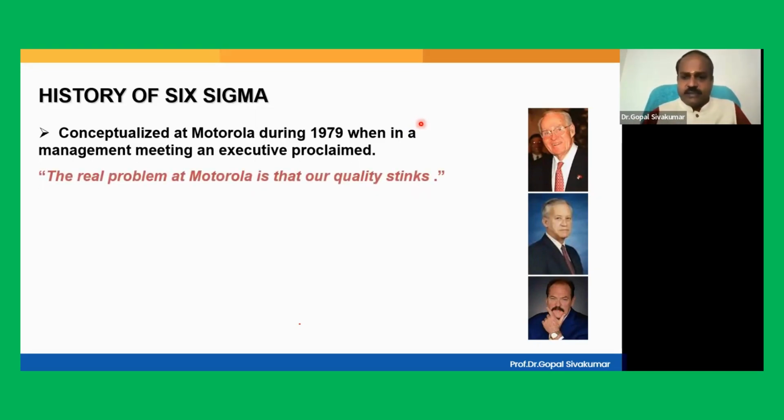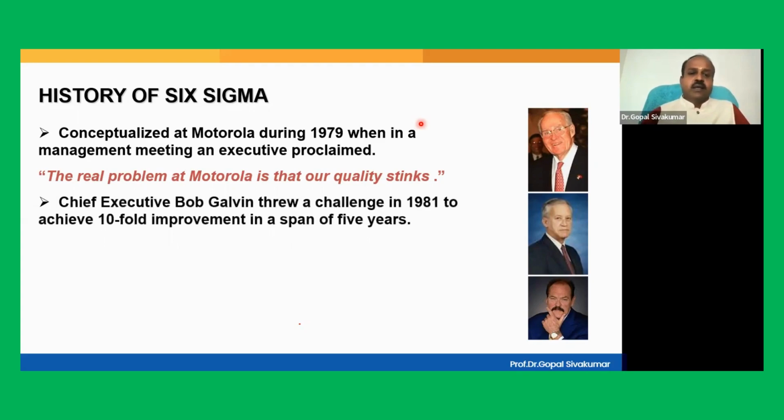And the reason behind Motorola introducing Six Sigma is their quality was stinking. It was going down, because they could see the business results also going down. This is what I mentioned. The chief executive Bob Galvin threw a challenge: 10-fold improvement in a span of 5 years.